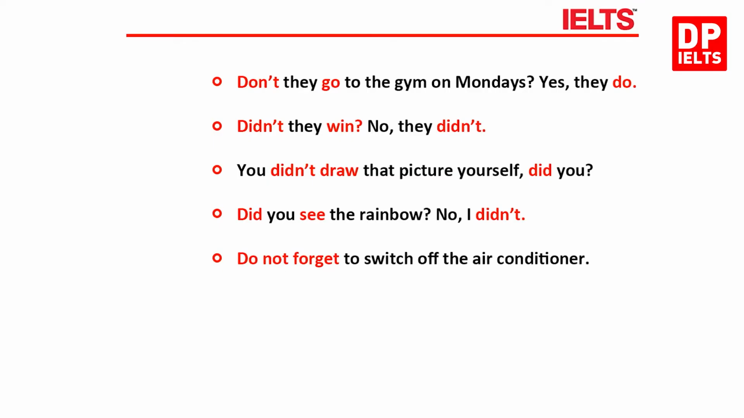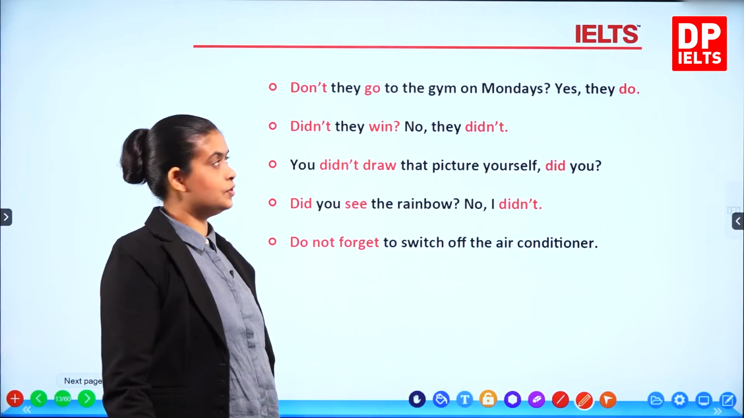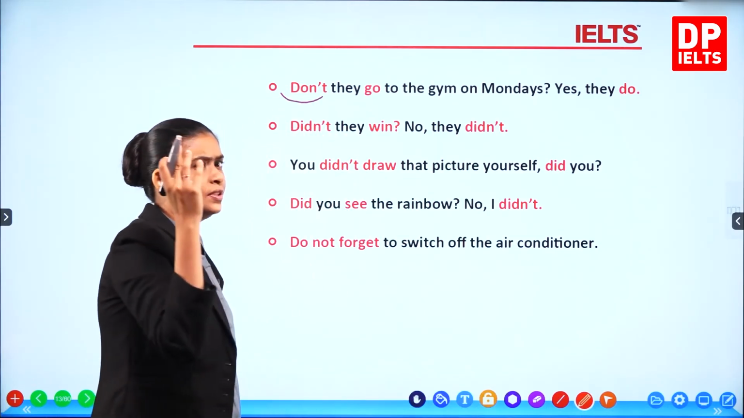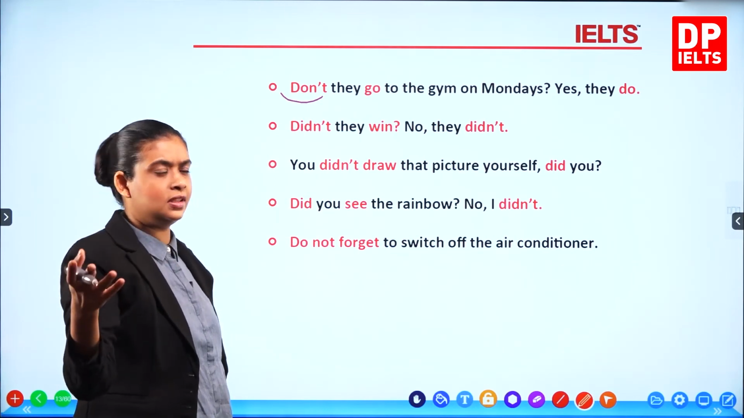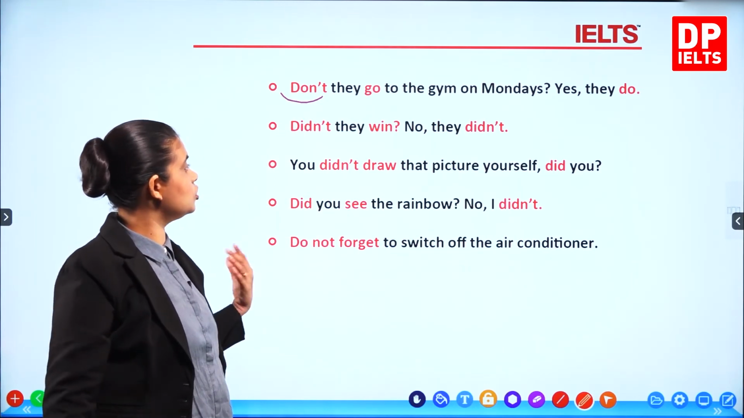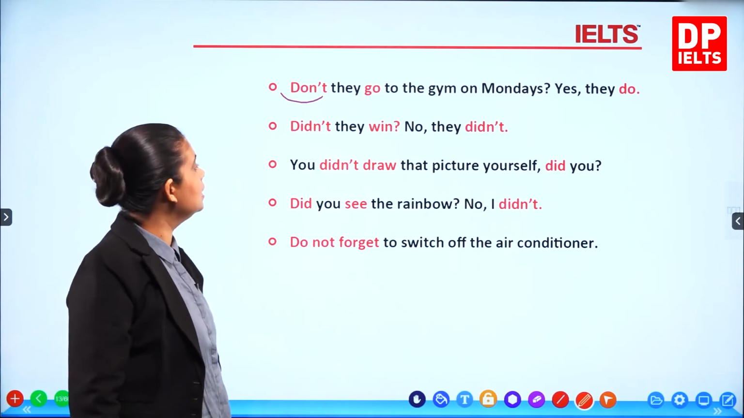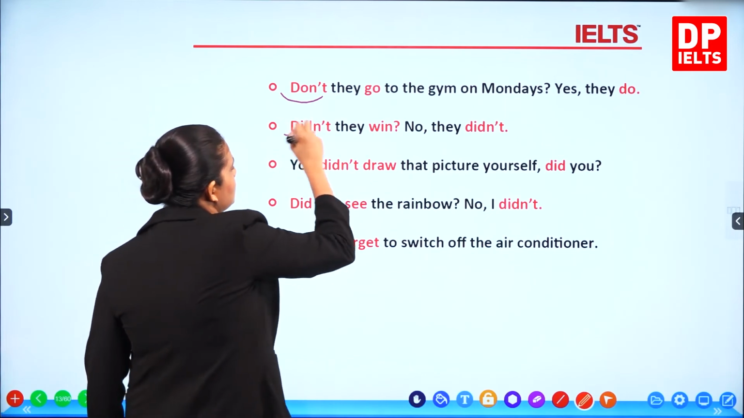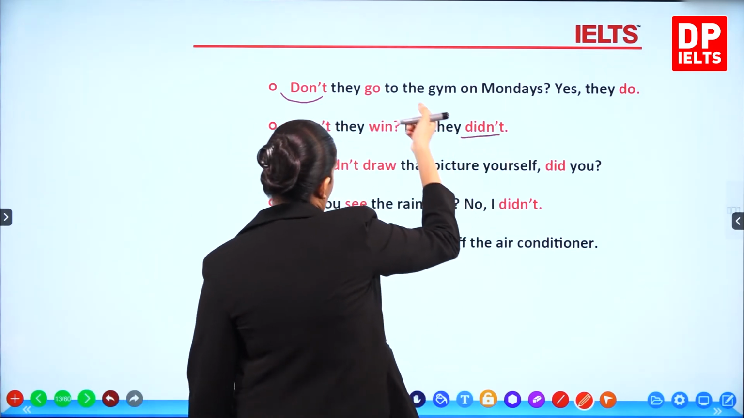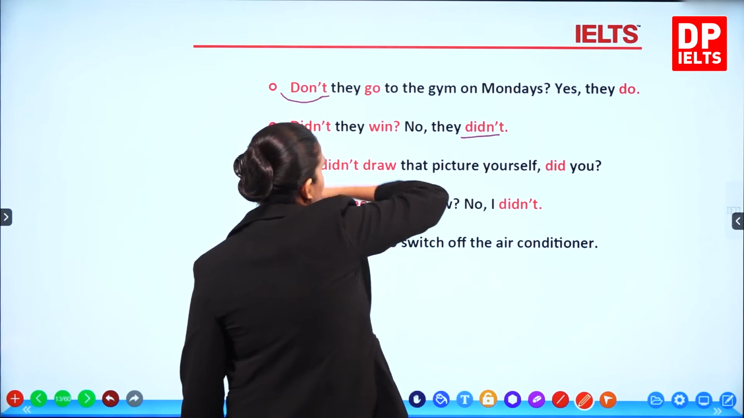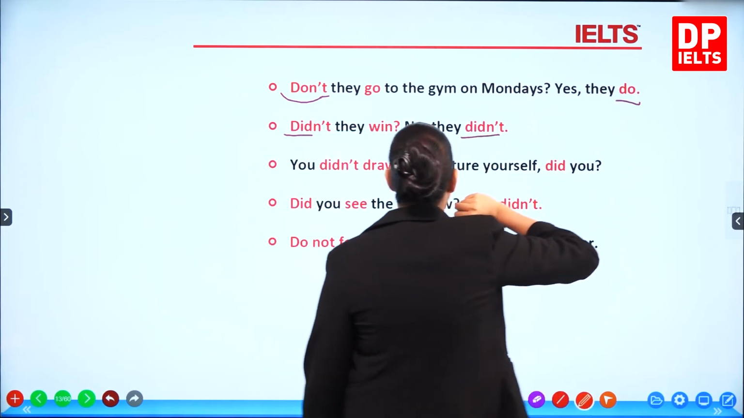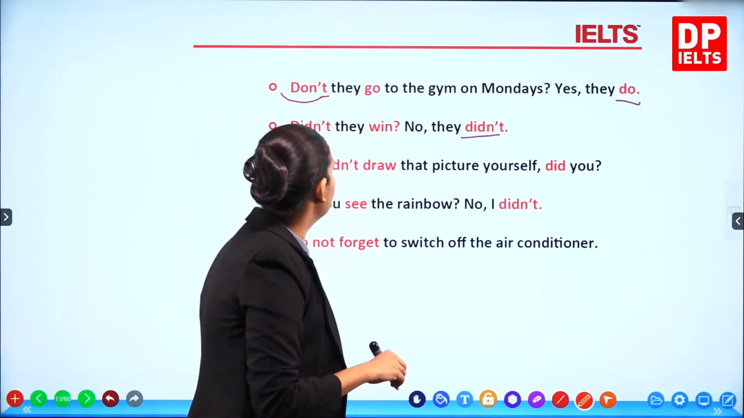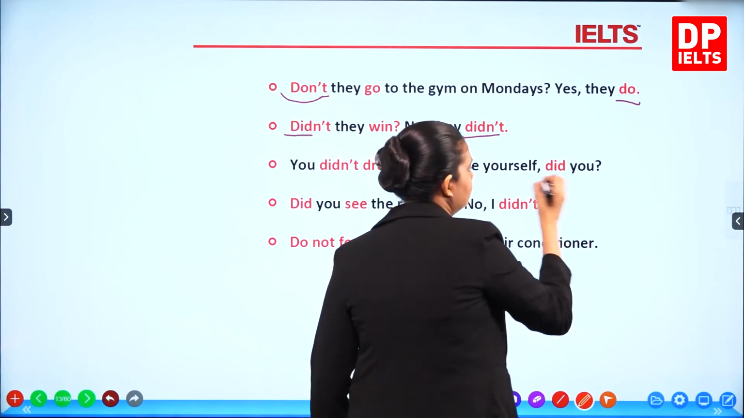Don't they go to the gym on Mondays? Yes, they do. So again, you ask them, don't they do that? Oh, no, they do. So you're giving a positive answer. But the question is negative, right? Didn't they win? No, they didn't. Again, negative response and negative question tag. First one is negative question tag, but a positive response. You didn't draw that picture yourself, did you? You can say, yes, I did.